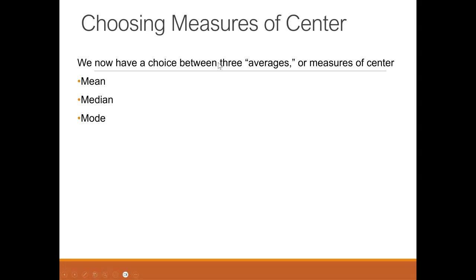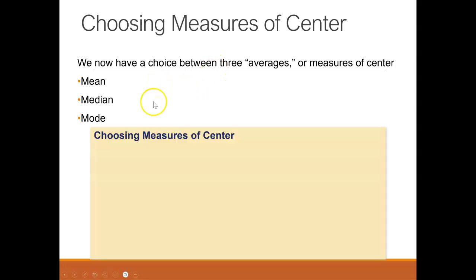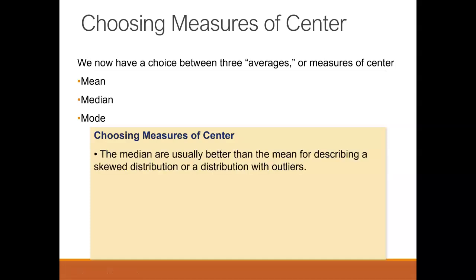So we have our choice between 3 ways of measuring center. The question is, which one should I use? The median is typically best when describing a skewed distribution, or a distribution that has serious outliers, because the outlier or the skew doesn't affect the median as strongly. The actual value of the outlier doesn't matter, right? If we're just looking for the middle number, it doesn't matter that this one is like 5 times as big as everything else. It's just one number off to the end.